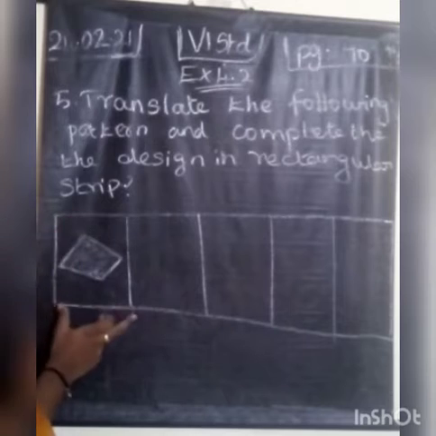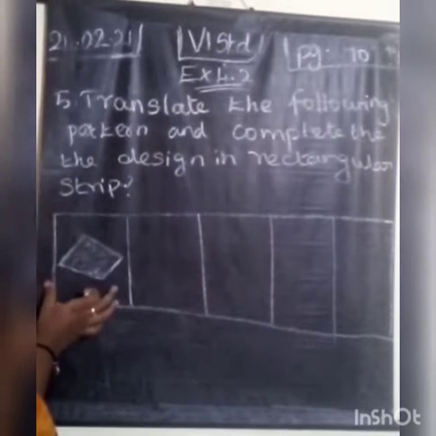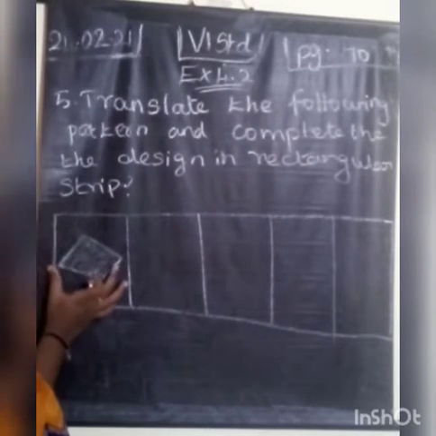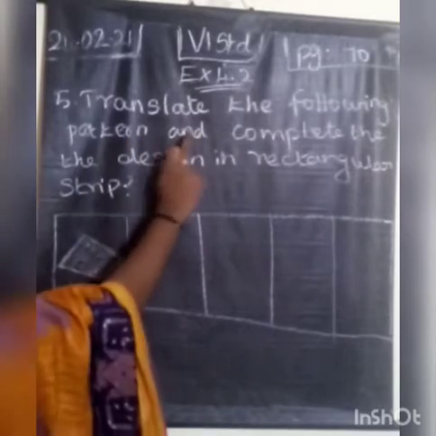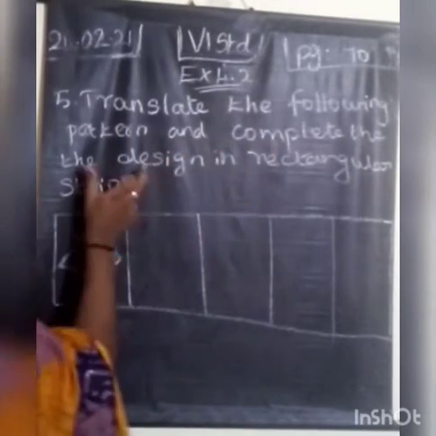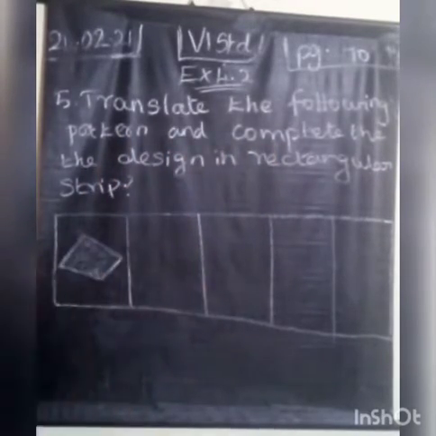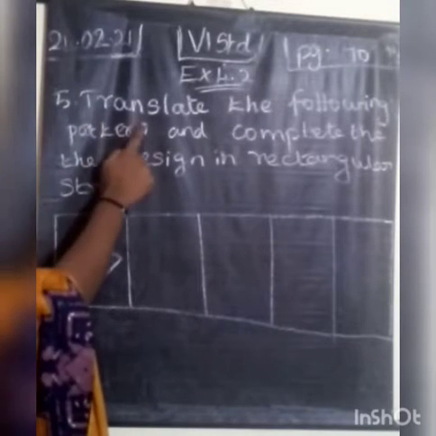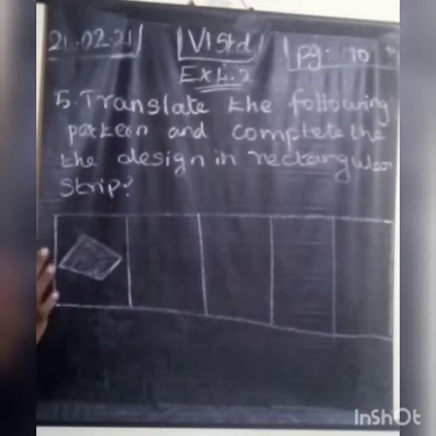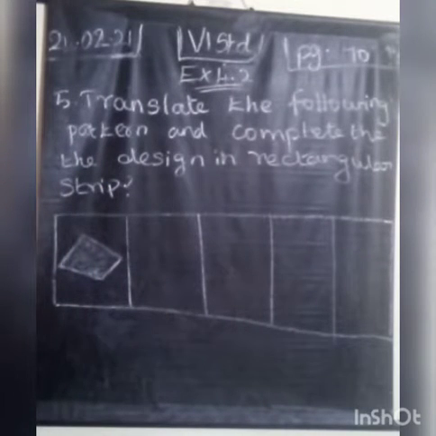So here, taking this given pattern, we have to complete the design in rectangular stripe. Here we are using the translate. Translate the following pattern. Translate is continued throughout without changing any reflection or orientation.